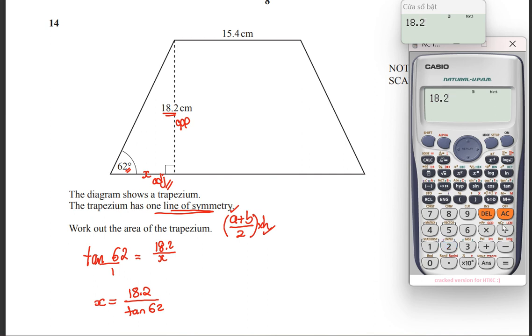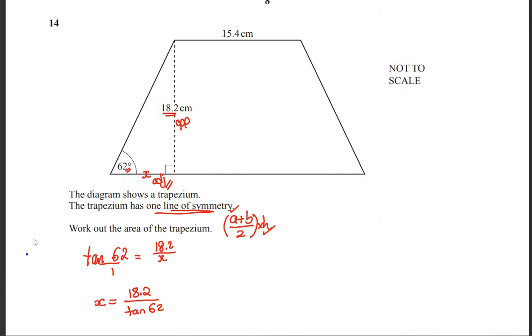18.2 divided by tan 62 equals 9.67. That means this part is 9.67. If I did it like that, so this part also 9.67, and this part from up here 15.4.